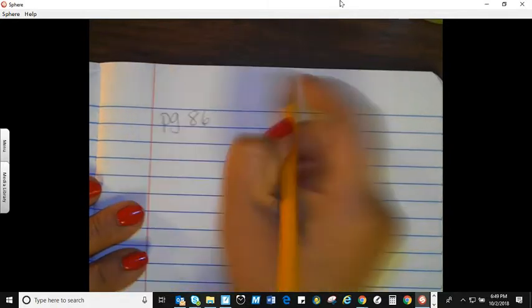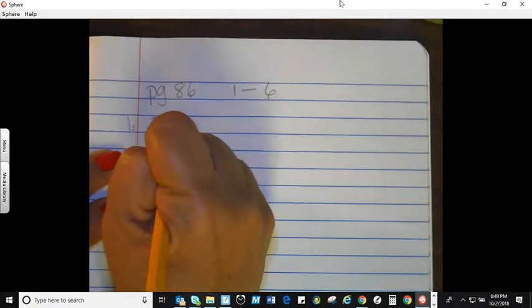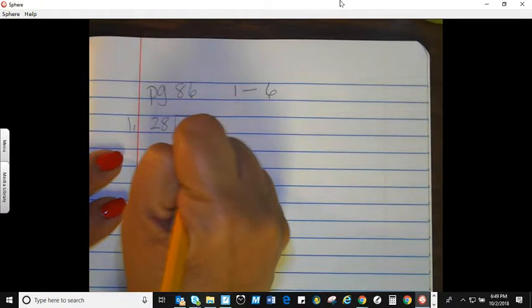in the morning. There were 6 problems that you were working on, and I'm just going to do the problems right here. We were on page 86, and you were doing problems 1 through 6 only. This was on long division. So for problem number 1, you had 28 goes into 620.